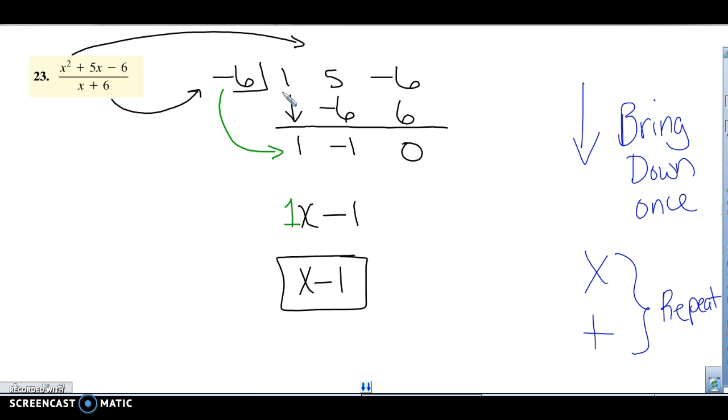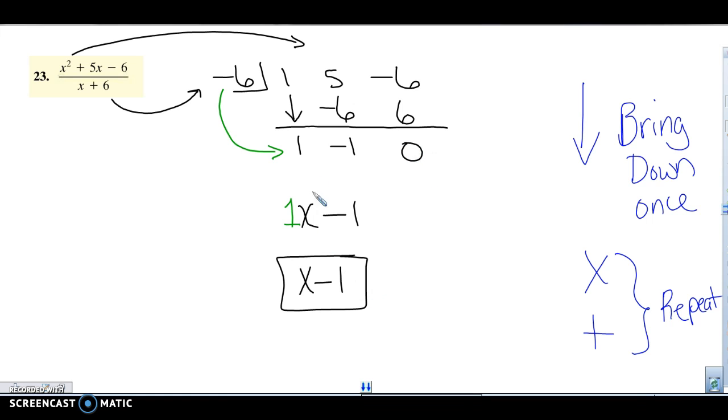So we bring down the first item and write it here. Then we are going to multiply the divisor by this number. So -6 times 1 is -6. We put our result here. You then add 5 and -6 is -1. You then multiply -6 times -1, you get +6, which you put here. You then add and you get 0. So notice we brought down the first item and then we repeated multiplying and adding until we were done. The number that is written in the right-hand corner will be your remainder. So in this case, there's a 0 remainder.